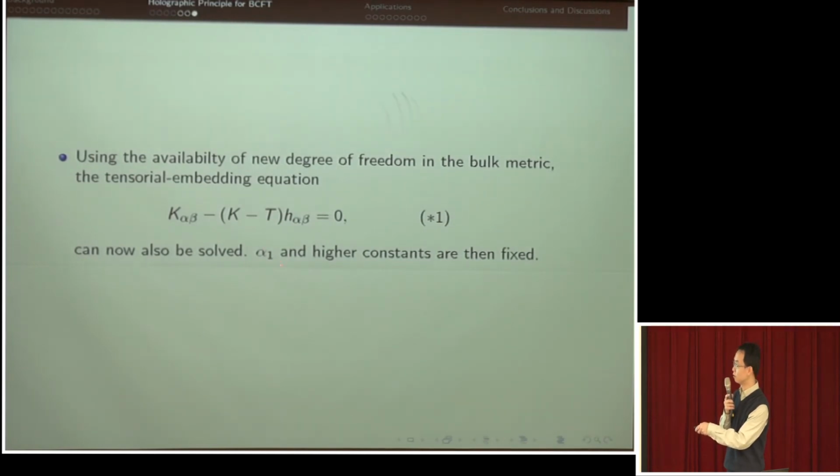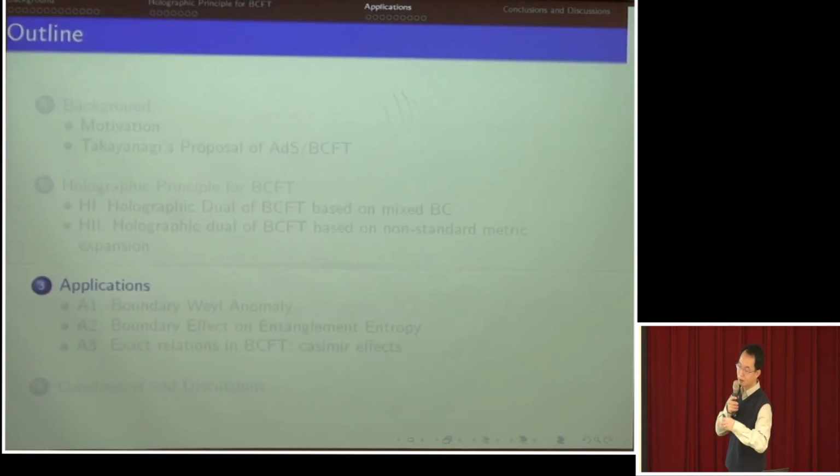Then now we can solve this equation without any problem, because you have an additional constant, and this additional constant allows you to fix the additional constant in the embedding. And then when you go to higher and higher order, you get more and more constants, which allow you to fix more and more terms in the embedding equation.